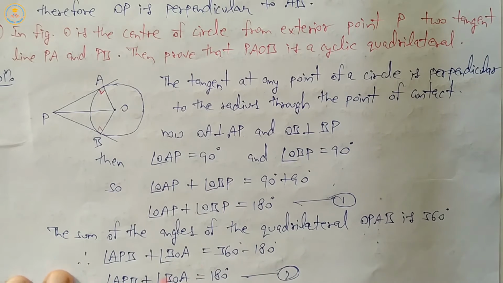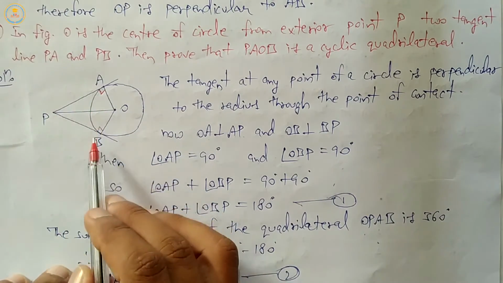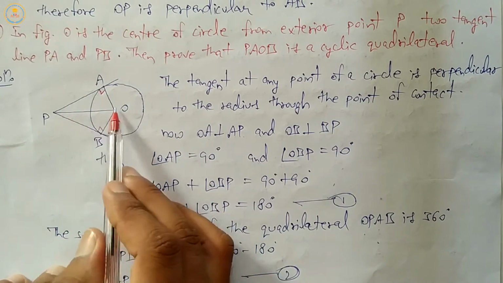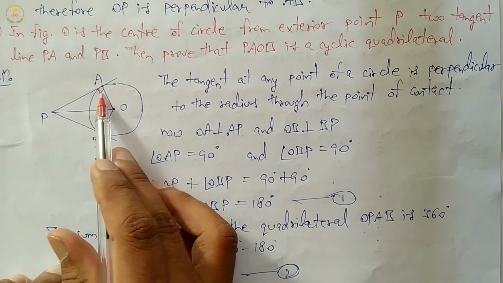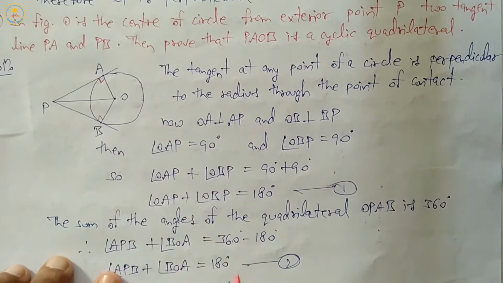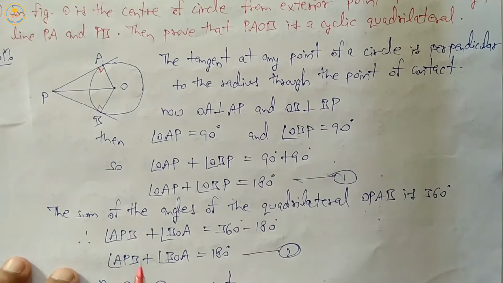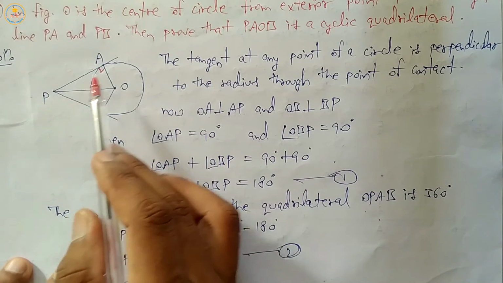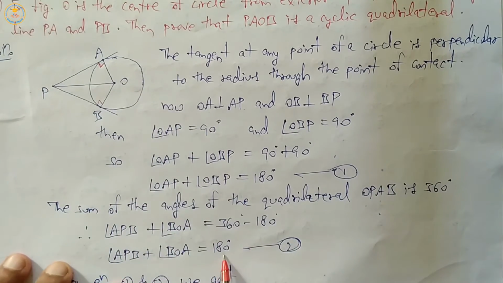So OAPB equal 360 degree. It means APB and BOA, these two remaining now. So angle P plus angle O equal 360 minus angle A plus angle B. So A plus B equal 180. So 360 minus 180. It means angle APB plus AOB, yeah, BOA is 180 degree.